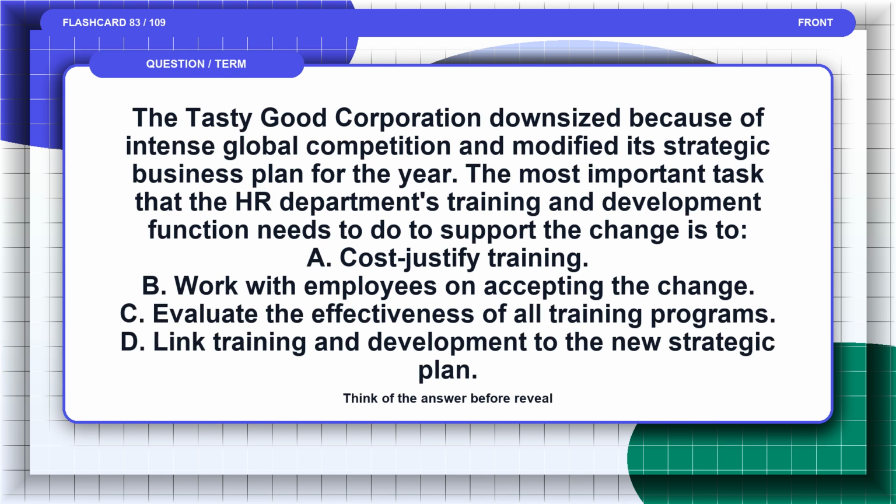Flashcard 83. The Tasty Good Corporation downsized because of intense global competition and modified its strategic business plan for the year. The most important task that the HR department's training and development function needs to do to support the change is to A. Cost-justify training. B. Work with employees on accepting the change. C. Evaluate the effectiveness of all training programs. D. Link training and development to the new strategic plan. Pause and think of the answer before the reveal.